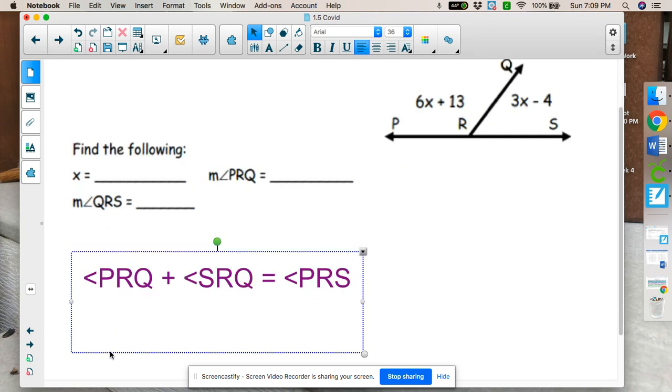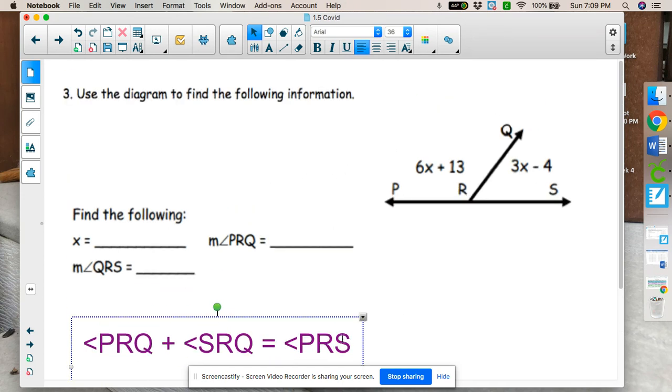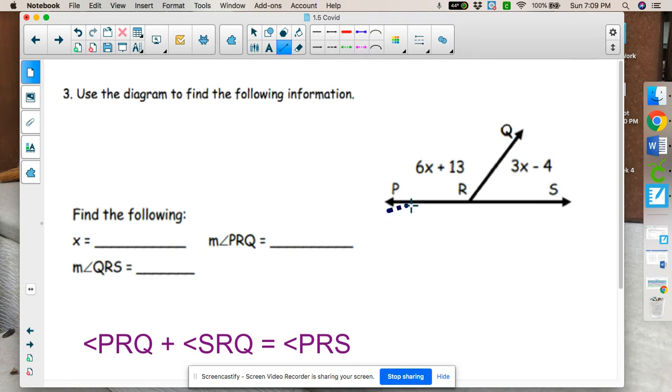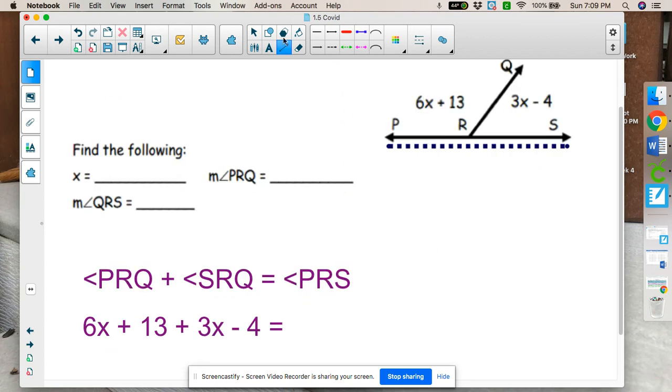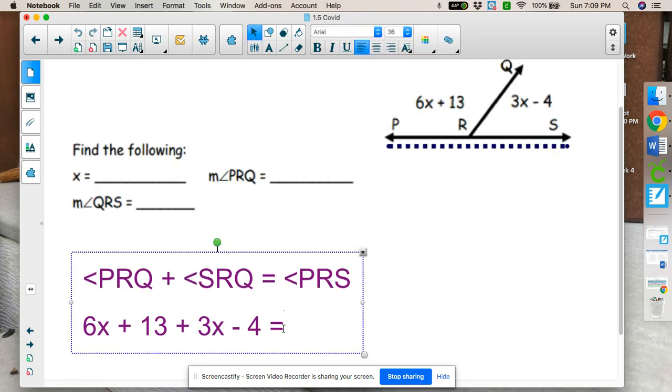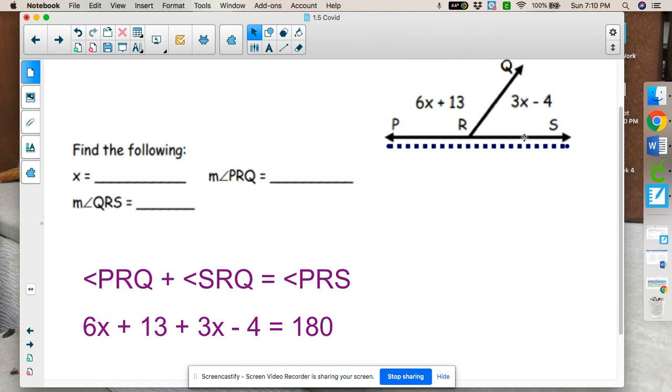So if we start plugging in our information, angle PRQ is 6x plus 13, and angle SRQ is 3x minus 4. You notice that it doesn't give us what the whole angle was, so I don't know what to set it equal to. Well, if you recognize this angle right here is a straight angle, so if we remember what a straight angle's measure is, then we know we can plug it in for 180 degrees. So sometimes you might actually have to recognize what kind of angle the whole thing is so you know what to set it equal to on the right-hand side.